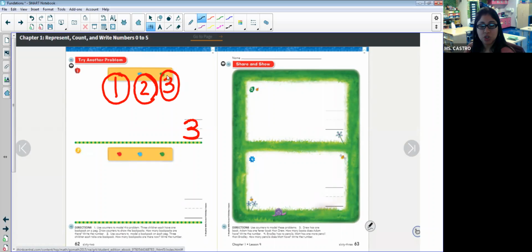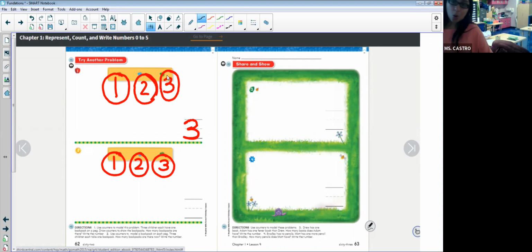Write the number. So we started off first with 3 children. They each had a backpack, but then they take their backpacks with them. So let's start showing that the 3 children were there with their backpacks. So here's backpack number 1, backpack number 2, backpack number 3. But then each of them had to go home. So they had to take their backpack with them.